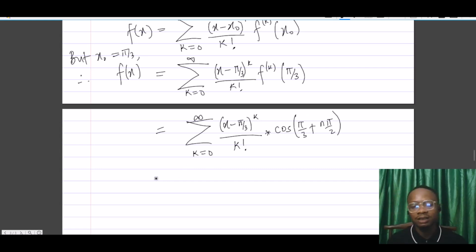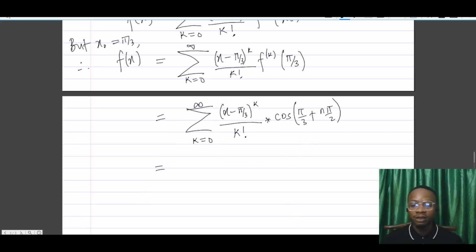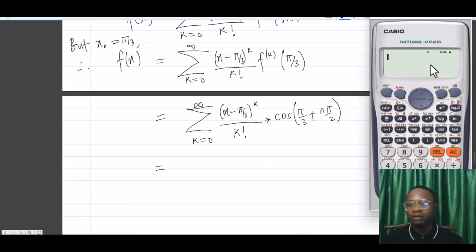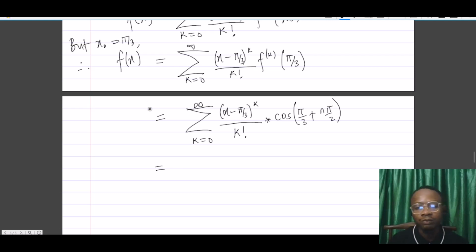With this, we can just write out the first few terms. When k equals 0, this will be 1 here, and this will be 1, so we can forget about that. We're going to have cos of pi over 3, because this other expression will be 0. Cos of pi over 3 is 180 degrees divided by 3, so of course our calculator has to be in radians. That is cos 60, which is 1 over 2. So basically this is going to be 1 over 2.